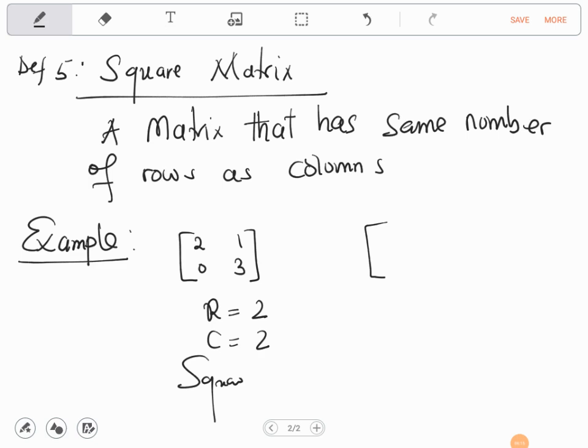Or I can have this 2, 3, 6, 1, 5, 0, 7, 8, 1. How many columns, how many rows are here? There are 3 rows and 3 columns. This is a square matrix. As long as the number of columns and the number of rows are the same, it's a square matrix.